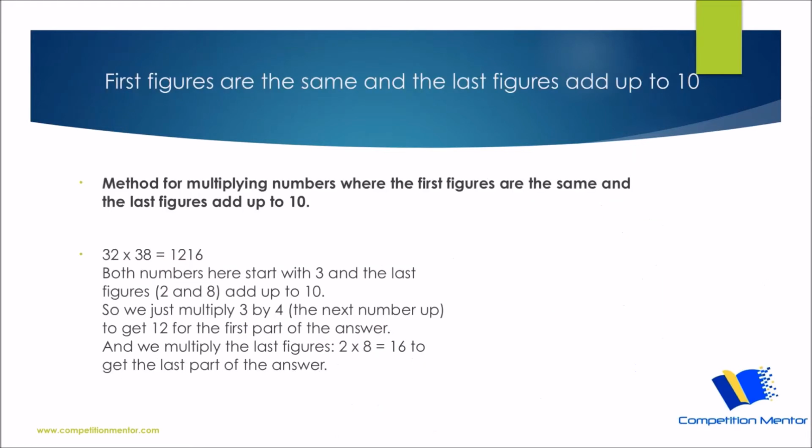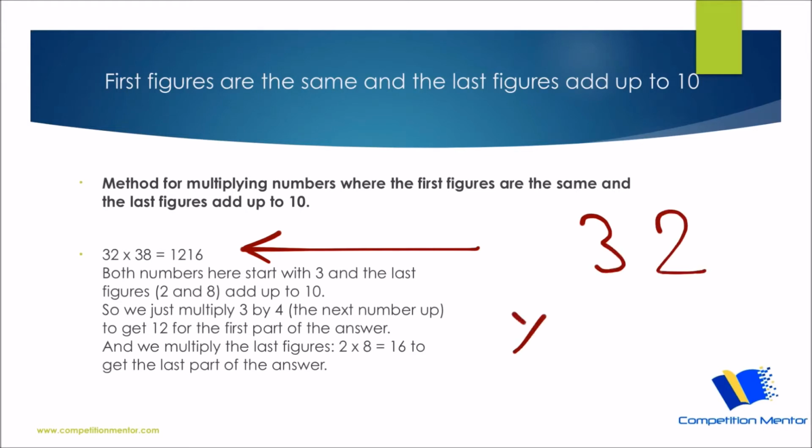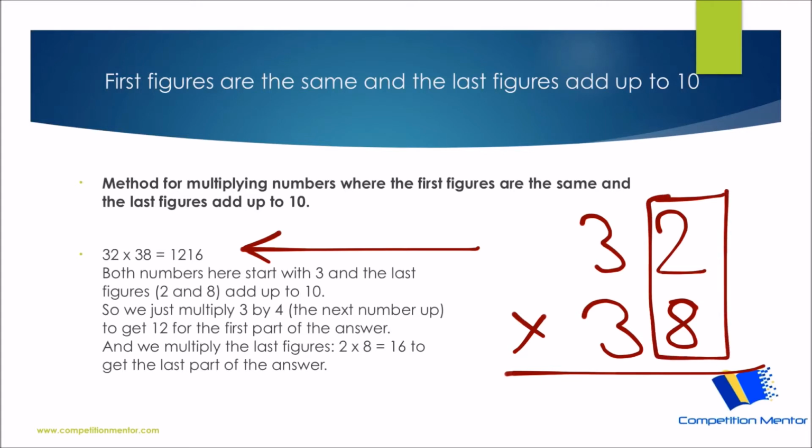Thank you. Now the second concept is: first figures are the same and the last figures add up to 10. So what do I mean by that? Just take this example, 32 into 38. This is pretty much the same kind of example as the previous one. If you understand now, you will get it. See, the last two digits add up to 10 and the first two are the same.